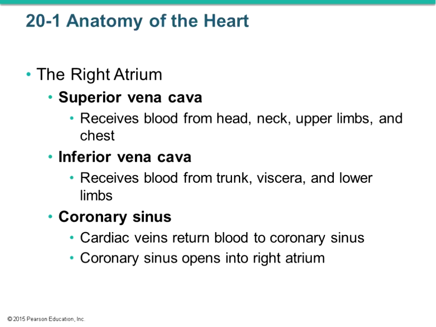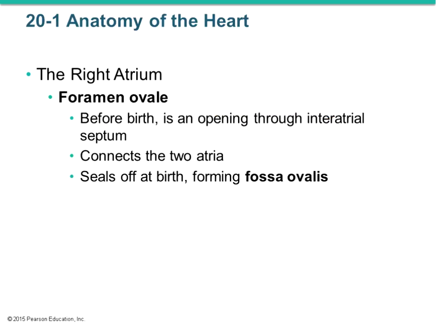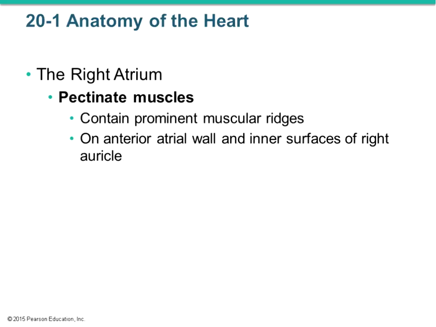Okay. The right atrium is taking blood from the superior and inferior vena cava, of course, and so the superior is the upper portion, right, head, neck, upper limbs, etc. Inferior vena cava is receiving blood from the lower portion of the body, and the coronary sinus is the cardiac vein that essentially returns that blood and opens into the right atrium, which I think a lot of you saw in lab when you were looking at that. The foramen ovale is, before birth, an opening through that interatrial septum that links those atria and essentially seals off at birth, allowing for normal respiratory processes to take over.